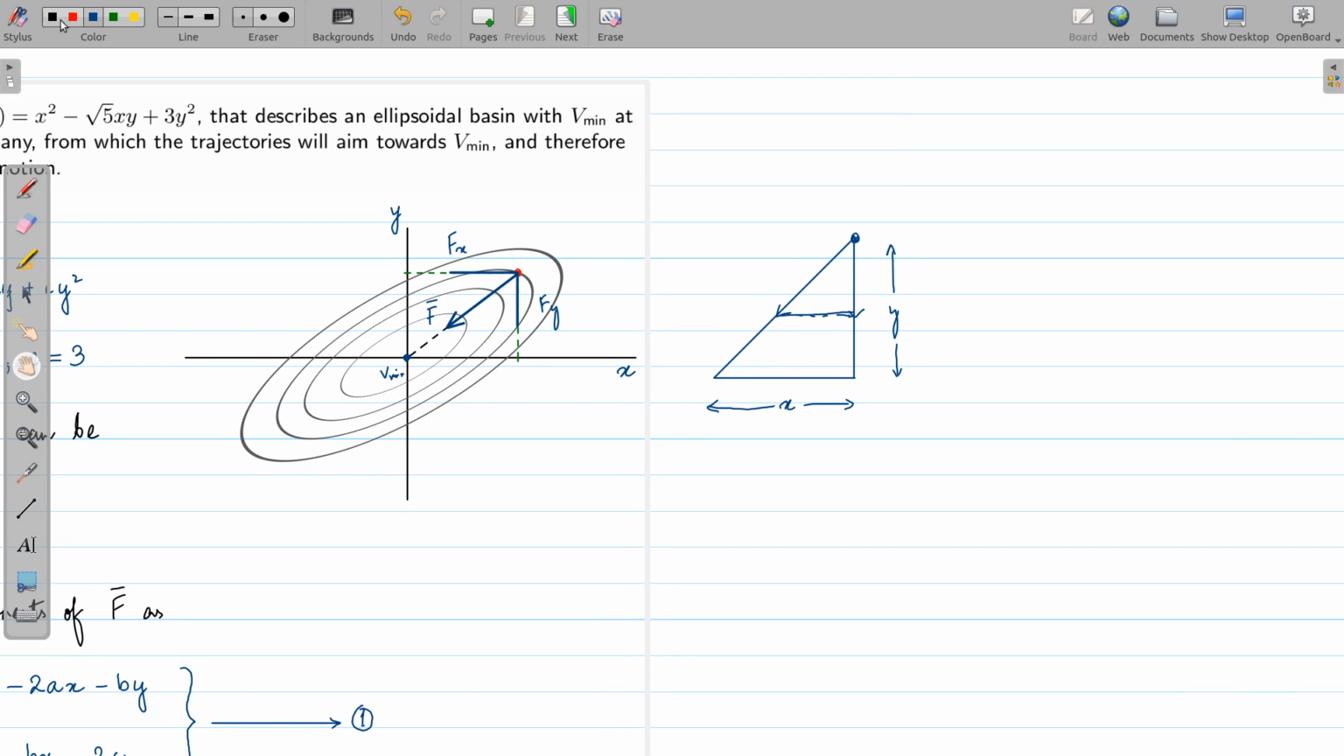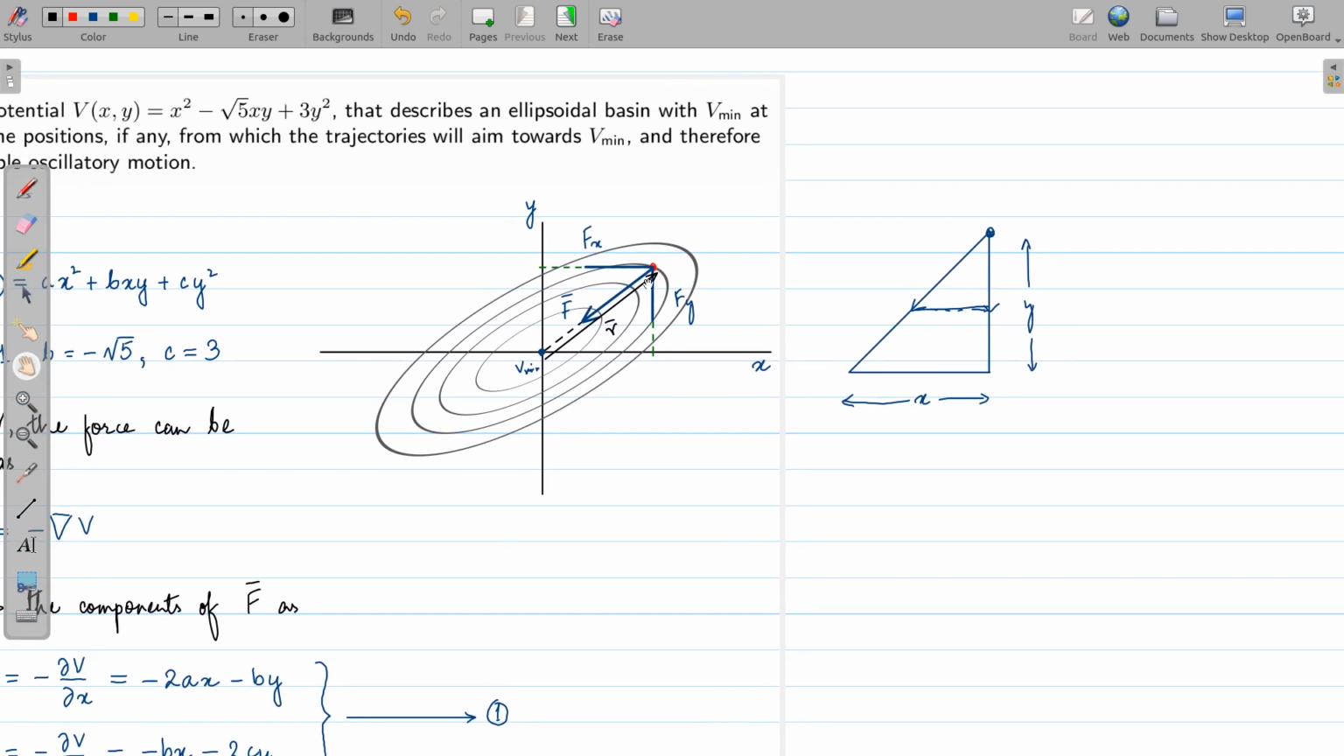You can see here the position vector. What is the direction of the position vector? The direction of the position vector is always from the origin to this point. So the position vector and the force are opposite to each other, and in fact that's what should happen.